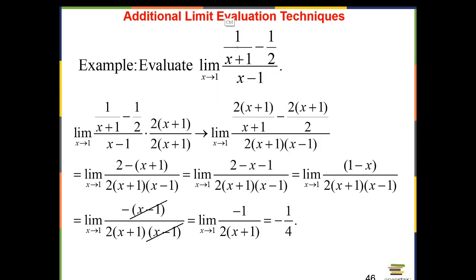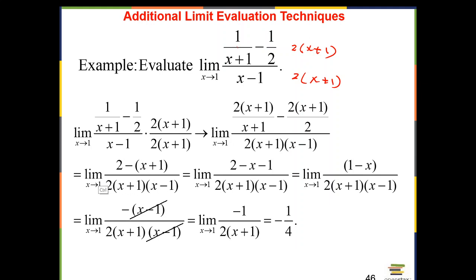So what do we do? We have to multiply the numerator by 2 times x plus 1, and the denominator also by 2 times x plus 1. That's what we have to do. When we do this in the numerator, it gets rid of the fractions, and the denominator we keep like that. So here you go. So what we get is this right here. So 2 times x plus 1 times 1 over x plus 1. X plus 1 goes away, we just get 2. And then 2 times x plus 1 times 1 half. The 2s go away, so we get negative x plus 1.